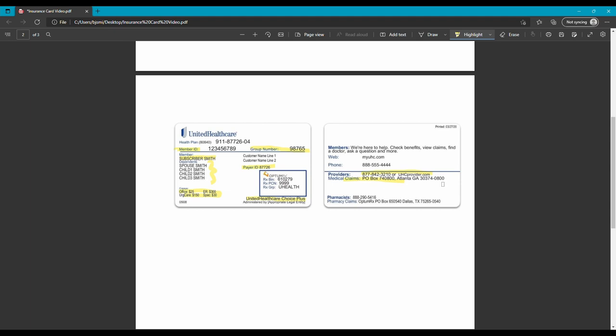But you call and just say that you're a doctor's office, you want to submit electronic claims, and what's the payer ID? And they'll ask you some questions like where you're located, if you're participating, that kind of stuff, and they'll provide you with that payer ID number.